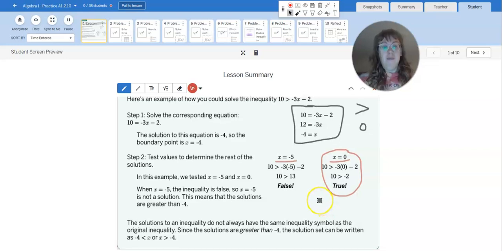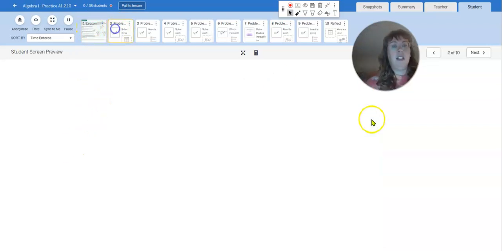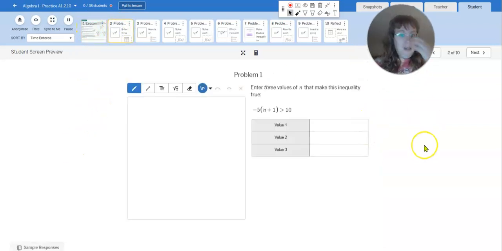Okay, so the solutions to an inequality don't always have the same inequality symbol as the original one, right? What happened here is when we divided by negative 3, when you divide by a negative, you flip the symbol. So I like to keep the symbol in there and then just use that to make my graph. But if you want to turn it into an equation first and then test points, incredible, awesome method. Let's look at slide 2 and do some practice together.